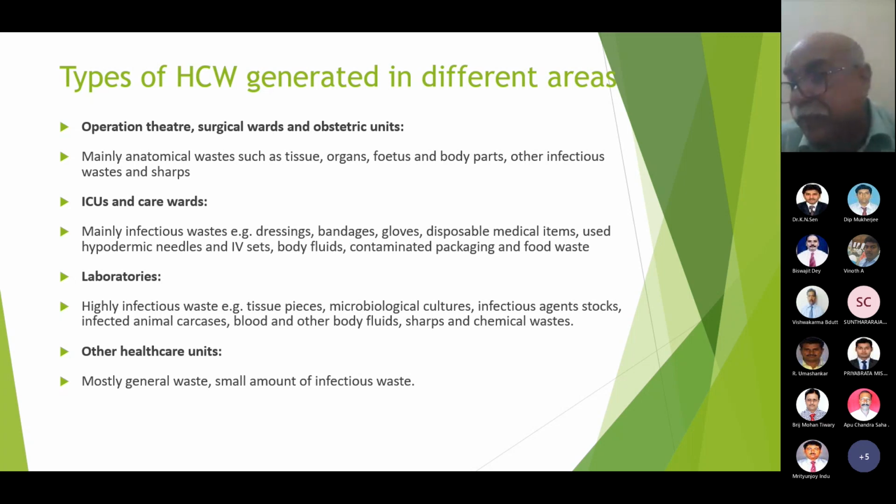Then laboratories, where highly infectious wastes are generated. For example, tissue pieces, microbiological cultures, which have a very high density of microbes. Then infectious agent stocks, again high density. Infected animal carcasses, blood and other body fluids, sharps and chemical waste are generated there. Then other healthcare units, where mainly general waste is generated, like paper, wrappings, food waste, etc. And a very small amount of infectious waste is generated, like some dressings, some infected swabs, etc. So these are the types of waste generated in the different areas of the healthcare facility. Next slide, please.